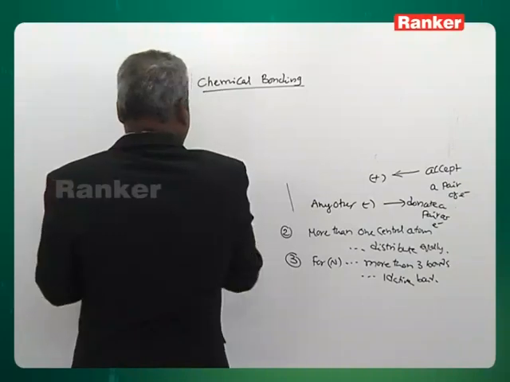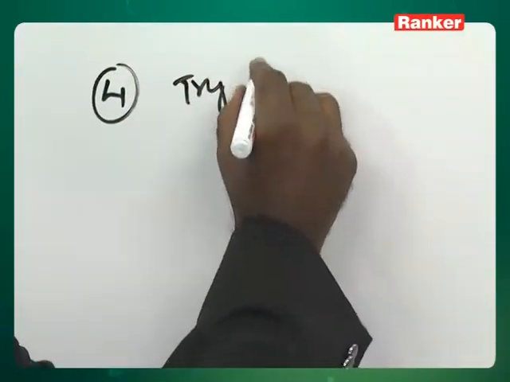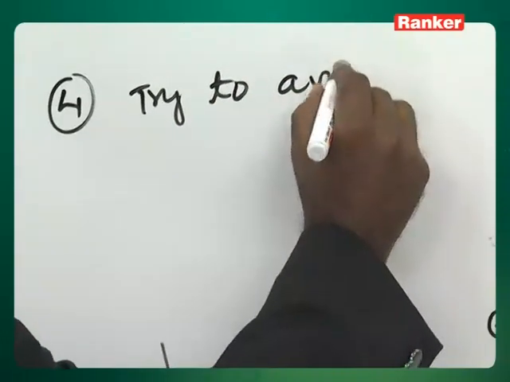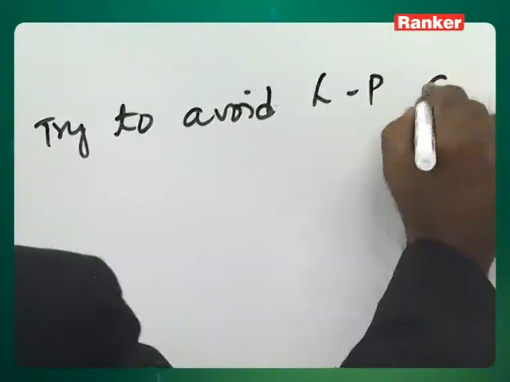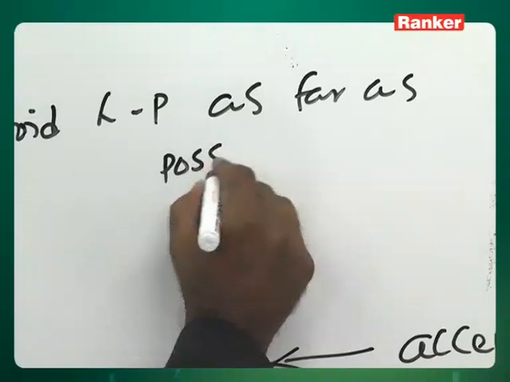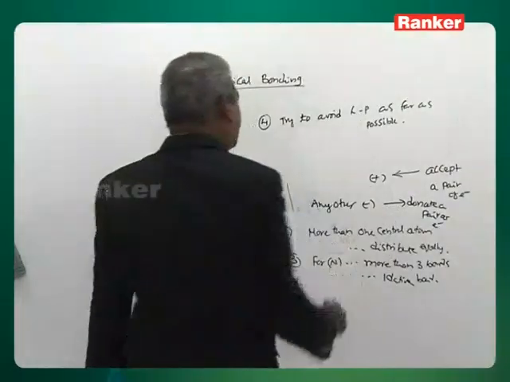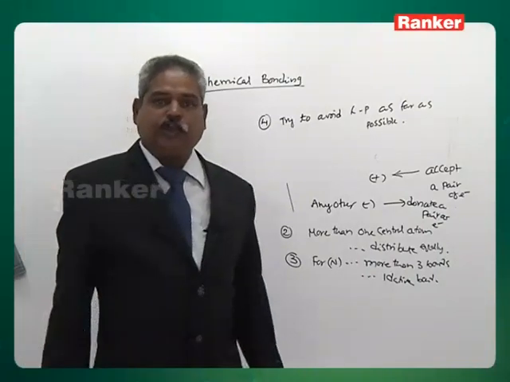Fourth instruction being, try to avoid lone pairs as far as possible from a structure. Try to avoid lone pairs as far as possible. You know why? The lone pairs repel the bond pairs and cause strain to the geometry.